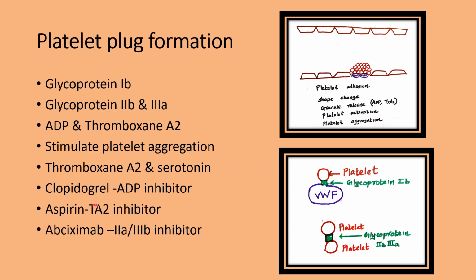Clopidogrel is used as an antiplatelet drug. It acts on ADP, inhibiting ADP. Aspirin also acts as an antiplatelet drug that inhibits thromboxane A2. Abciximab is a glycoprotein 2b3a inhibitor.